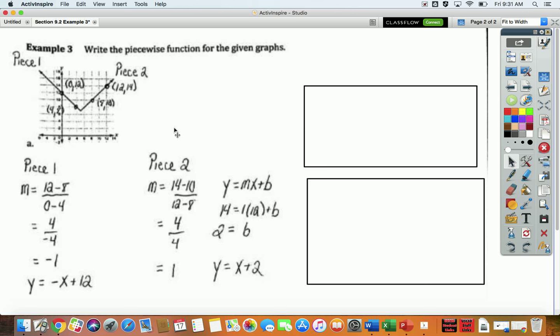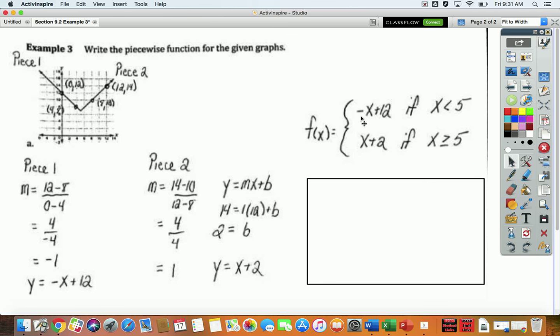So these are the two equations we're going to use to write the piecewise function. Now what we have to do is identify the domain for each piece. There's two ways to do this because they share a point. If you look at the first piece, -x + 12, you could see that all the ordered pairs have values of x in them that are less than 5. And for the second piece, all the ordered pairs have values of x that are greater than or equal to 5. Now some of you may be wondering, how did I know to put the equal to part with the greater than sign versus the less than sign?